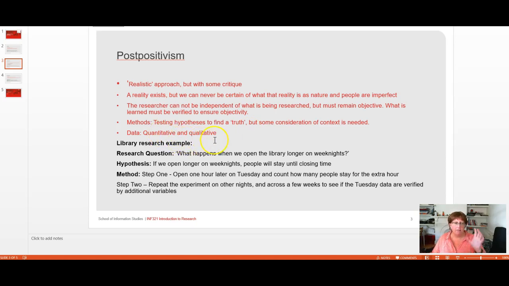You get quantitative and qualitative data. So this is an interesting one. This is mixed methods because you can use both bits of data, quantitative, so lots of numbers, and qualitative, which is people's comments and things.